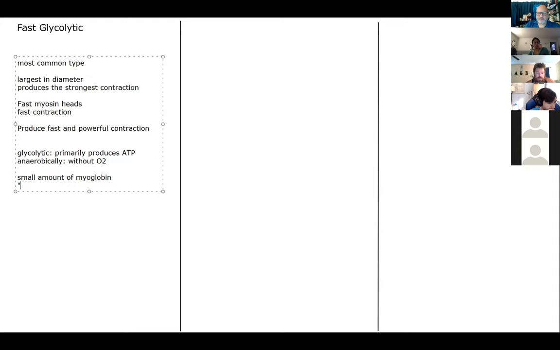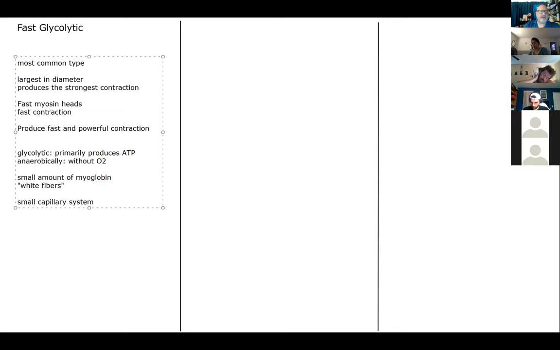And in fact, these are the ones that, as we mentioned before, are typically known as our white fibers because they don't have that pigment from the myoglobin in there as well. Are they typically going to have a large capillary system or small capillary system? What do you think? Do they get a lot of oxygen while they're exercising? Yeah, small amount. Excellent. And what about the number of mitochondria?